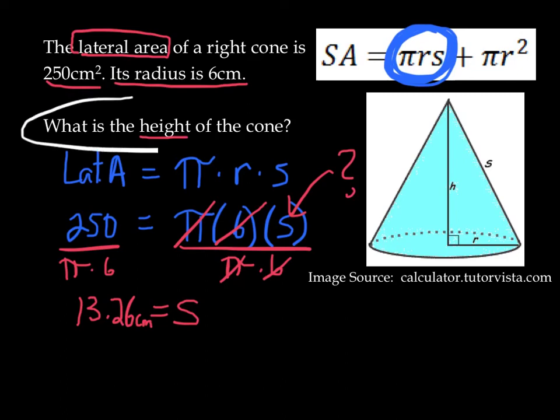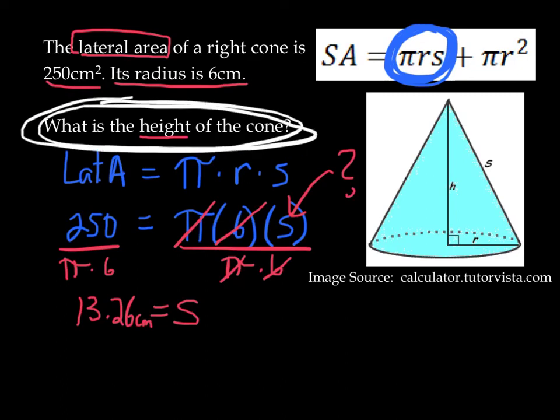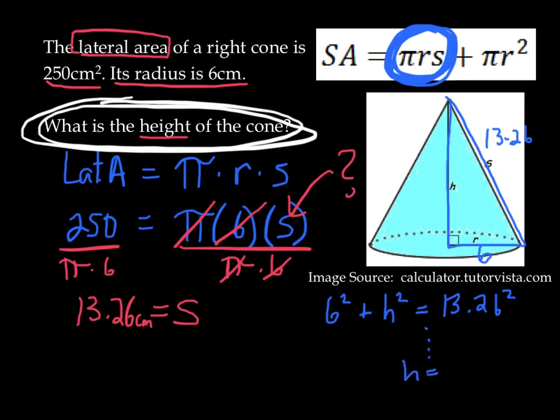What's the question asking? It says, what is the height of the cone? Well, again, I'm left with a right triangle problem. I'm looking for the height. I know the slant height is 13.26 centimeters, and my radius is 6 centimeters. So it's a matter of using Pythagoras again. We know that 6 squared plus the height squared will equal 13.26 squared. And through a few calculations, we can find the height is exactly 11.8 feet. Okay? Boom. We're done.